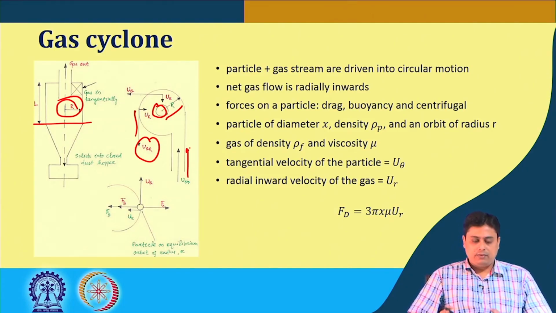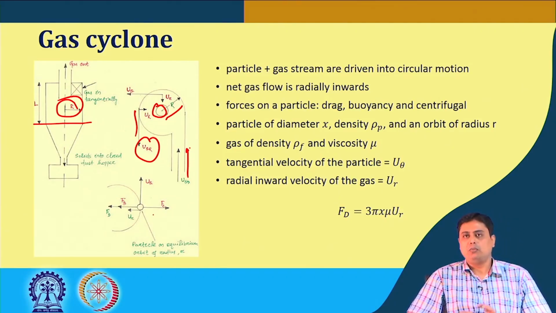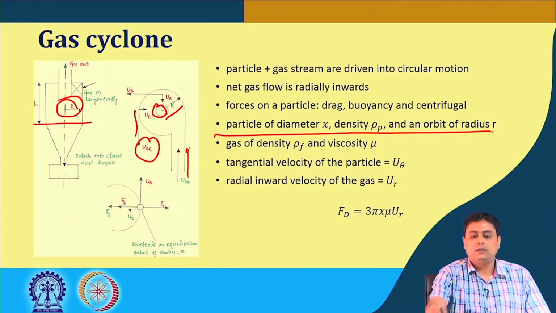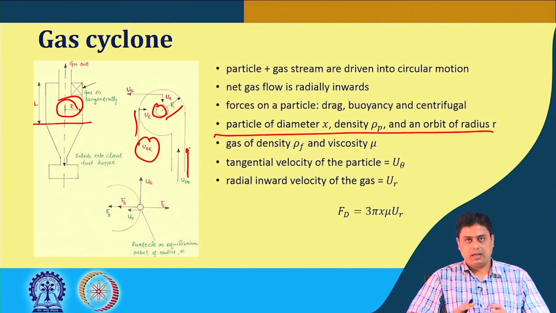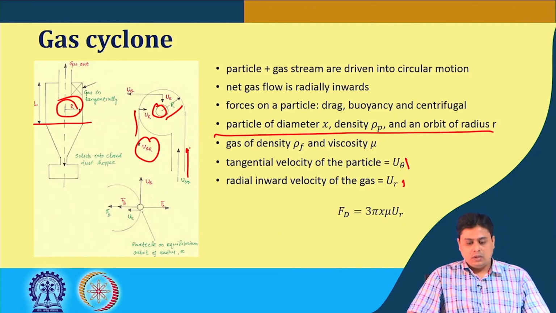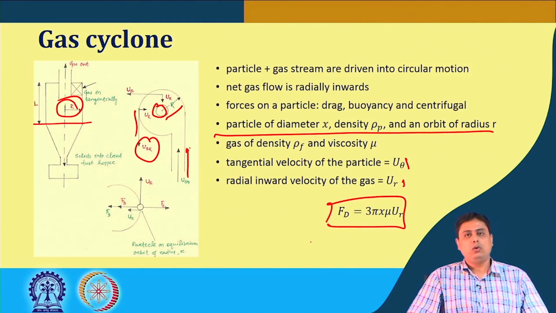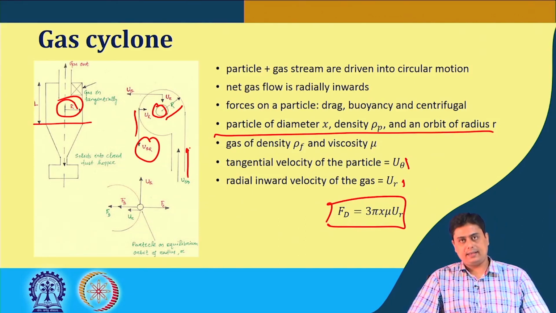So, say for the time being the particle is not touching the wall, but has a trajectory or orbit of radius small r, with particle diameter x and density rho p, tangential velocity u theta and radial velocity u r. If we assume all this operation is happening in the Stokes law region, then the drag force acting on the particle is the expression we already know: Fd is 3 pi x mu u r.